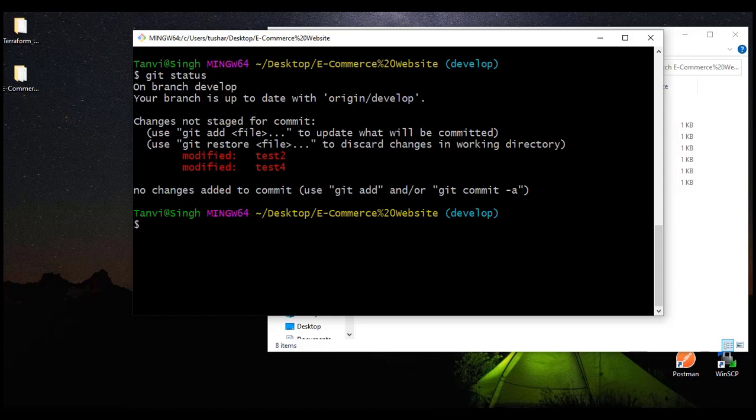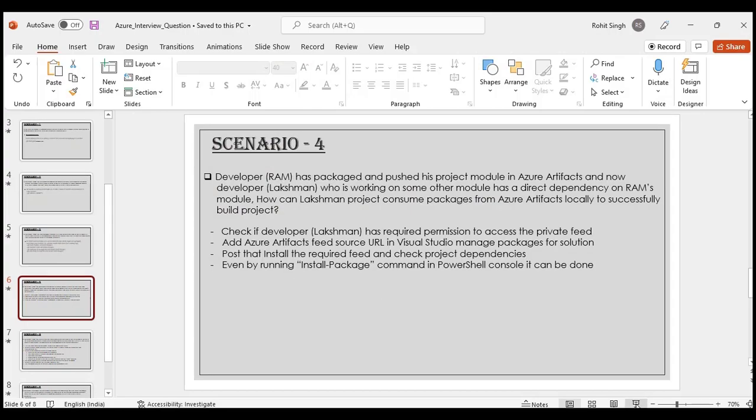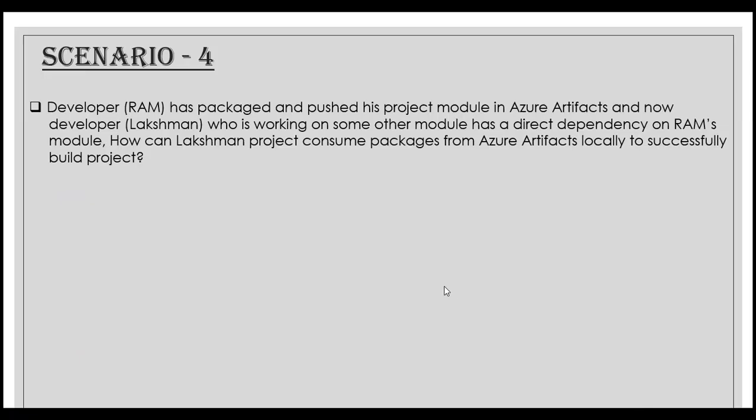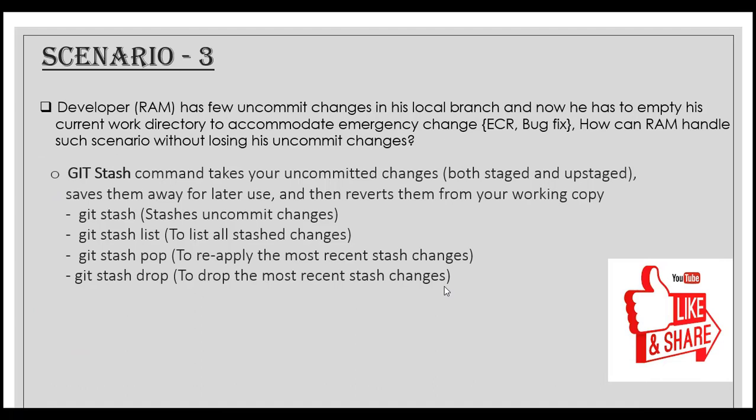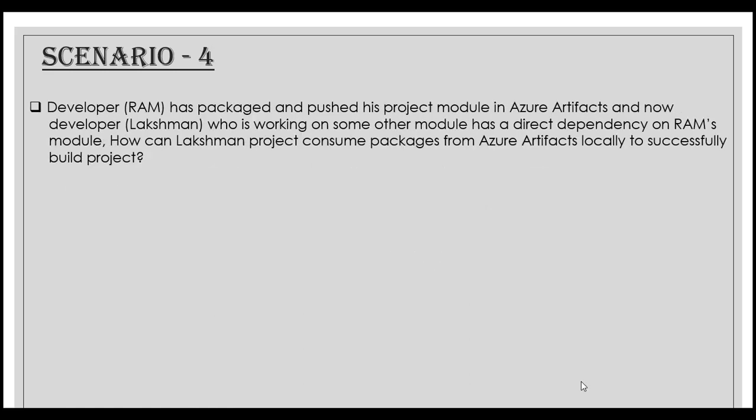Okay, this is how stash works. So this is what stashing is all about. Now there are other commands: git stash list, git stash pop, git stash drop. One thing: when you're using git stash drop, it will delete your uncommitted files also. So use this command very wisely. Okay, let's see scenario 4.